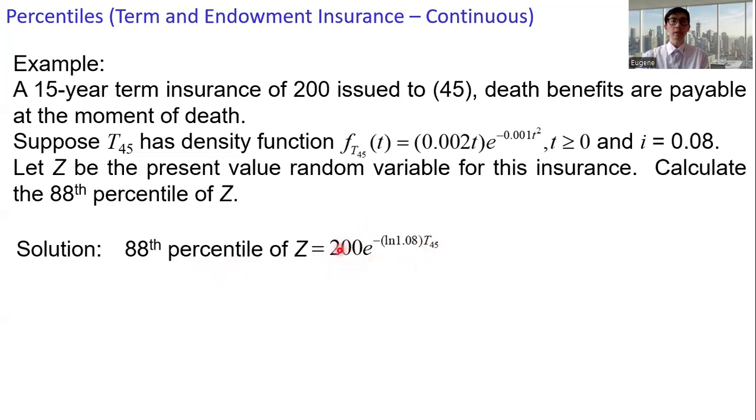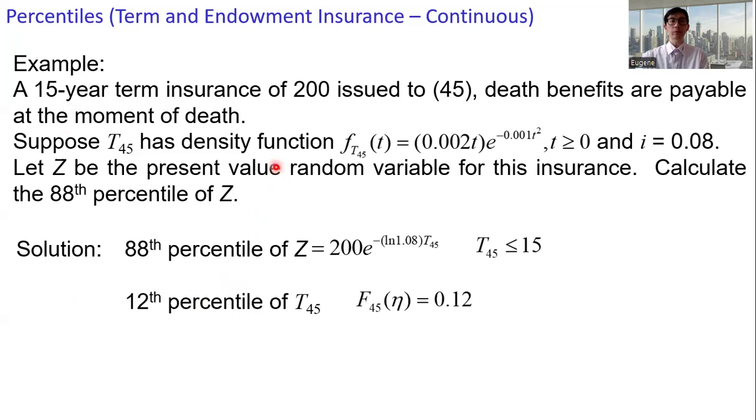The expression for Z is 200 e to the minus delta T45, where delta is the natural log of 1 plus i, and T45 is less than or equal to 15 because we are considering a 15-year term insurance. This is equivalent to finding the 12th percentile of T45. We are given a density function, so we want the value of eta such that the CDF at eta is 0.12.